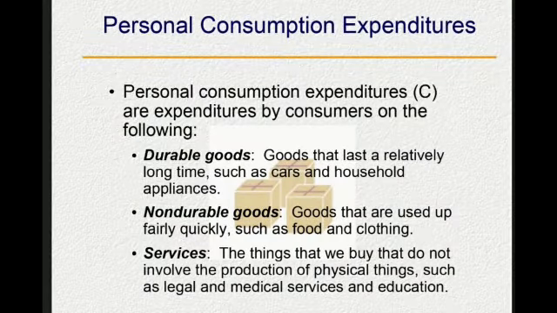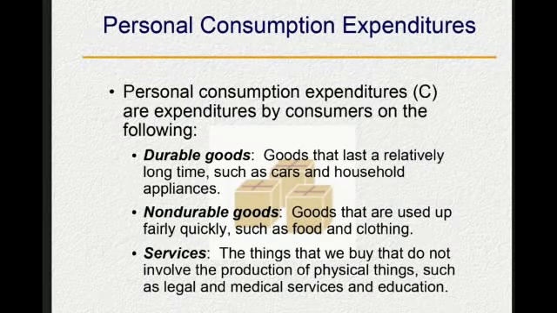Children, just now you learned there are four categories coming under the expenditure method. The first one is personal consumption expenditure. This personal consumption expenditure is also subdivided into different groups. Which are they? Personal consumption expenditure, which denotes C, is expenditure by consumers on the following: durable goods, non-durable goods and services. What are durable goods? Goods that last a relatively long time, such as cars and household appliances.